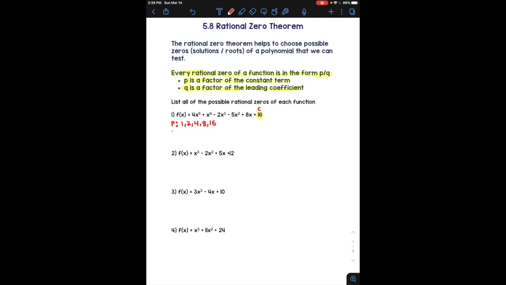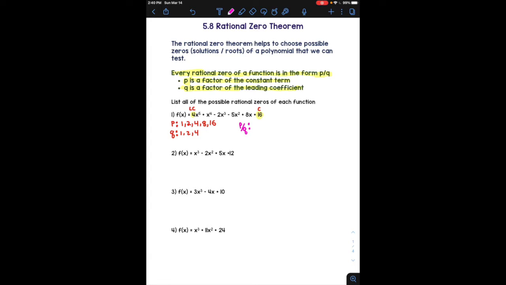Let's now go through all the q's, which are all the factors of our leading coefficient, which is 4. All the factors of the number 4 is 1, 2, and 4. These are now going to help us create our list of all possible rational zeros. Those are in the form p over q. It's every possible p over q we could have.